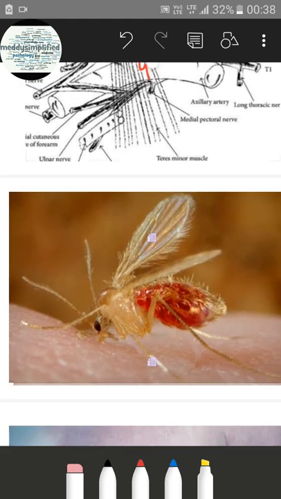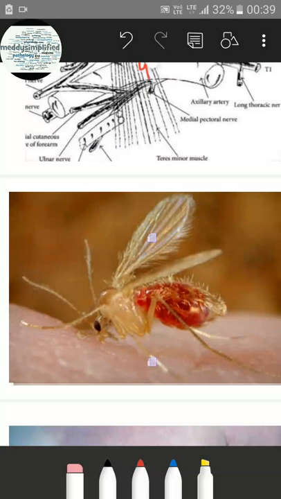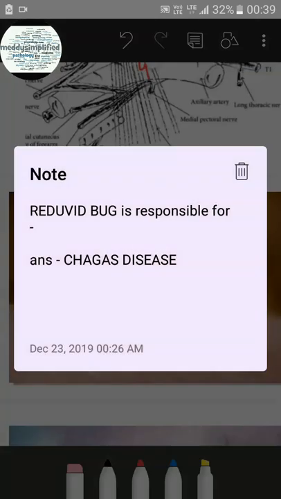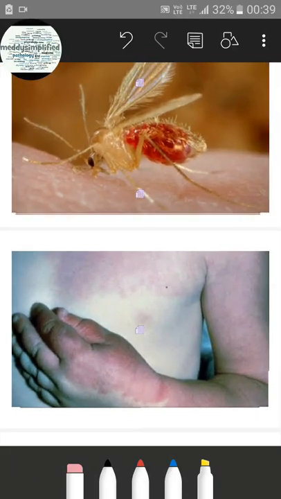Next image was of this beautiful sandfly, and the question was: the following image is responsible for all except. The correct answer was Chagas disease. Other options given were Kala Azar, Oriental sore, Oroya fever, etc. But the answer was Chagas disease. And another question, with the same answer, was: reduviid bug is responsible for, and the answer was Chagas disease.